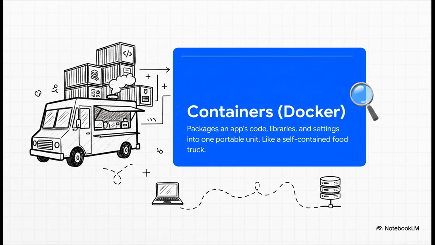Containers. Using a technology like Docker, we can package up each microservice, its code, all its libraries, all its settings, into a single, neat, portable unit. The food truck analogy here is just perfect. A food truck has its own kitchen, its own power, everything it needs is built right in. You can park it anywhere and start serving. A container works the exact same way. It'll run identically on a developer's laptop or on a massive production server.